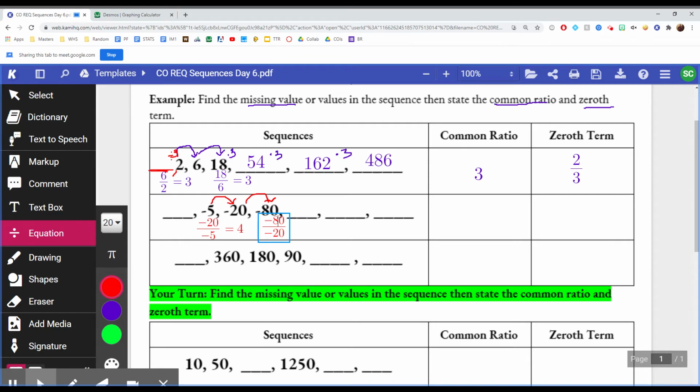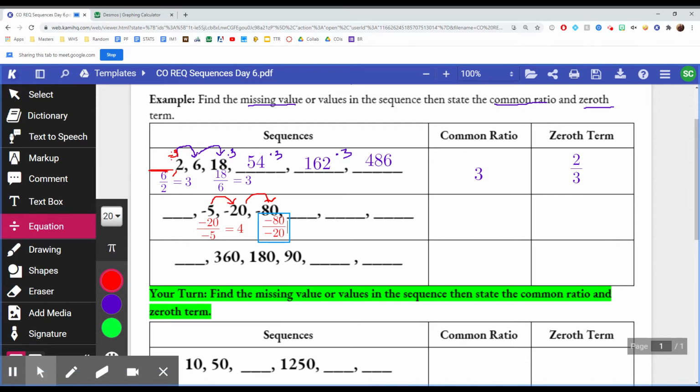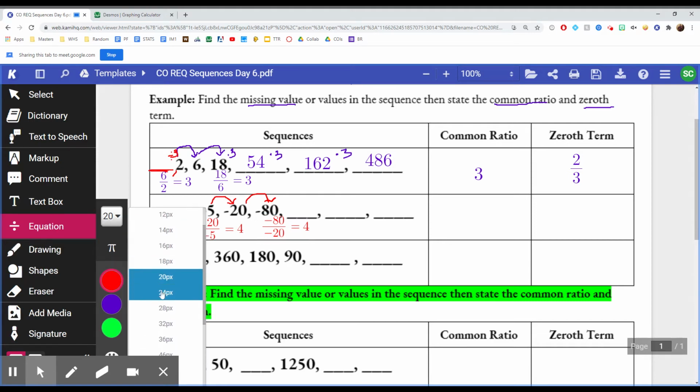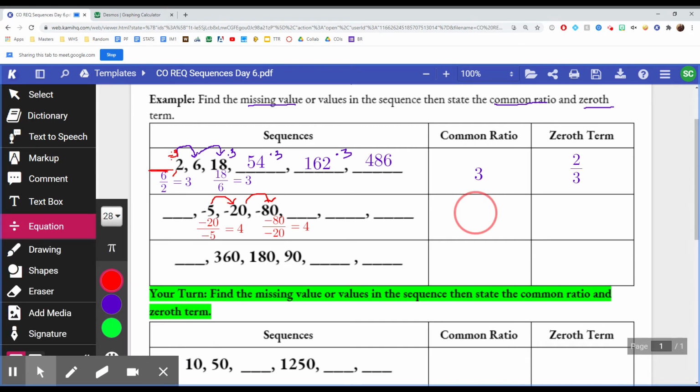So I can say that my common ratio should be 4. We are multiplying each term by +4. Okay, so I'm going to put here 4.